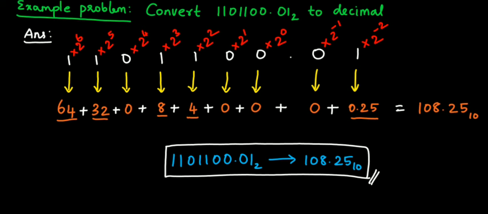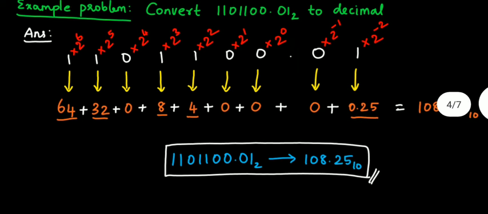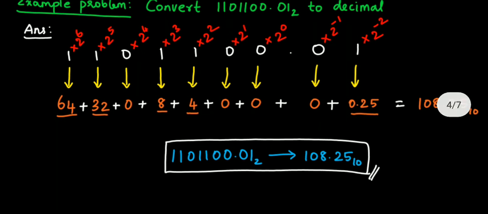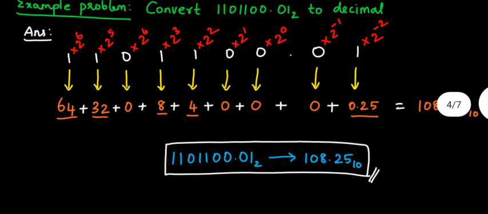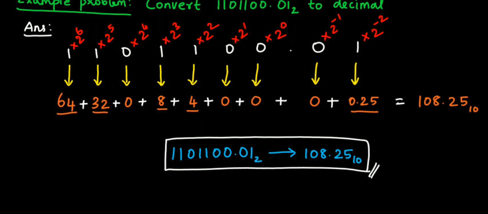Just do this multiplication. What will we be getting? The first value is 64, next 32, next 0, next 8, next 4, 0, 0, 0, and the last one is 0.25. Just add all these values: 64 plus 32 plus 0 plus 8 plus 4 plus 0 plus 0 plus 0 plus 0.25. If you add all these values, what is the answer we are getting? 108.25. That is the final decimal equivalent value.